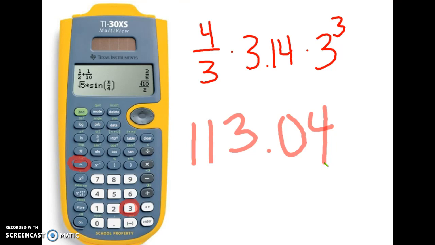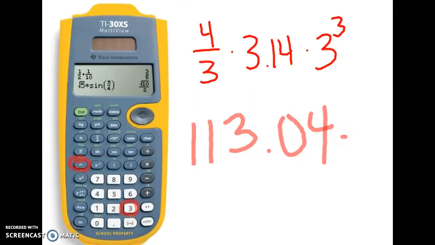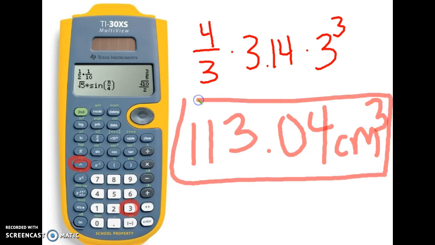This is volume. This is a 3-dimensional shape. So we know that based on our picture, it was centimeters. So we need to label it centimeters cubed. Cubed because it's 3-dimensional. Okay? So take a pause here. Make sure you can type that into your calculator and you too can reach the answer of 113.04.